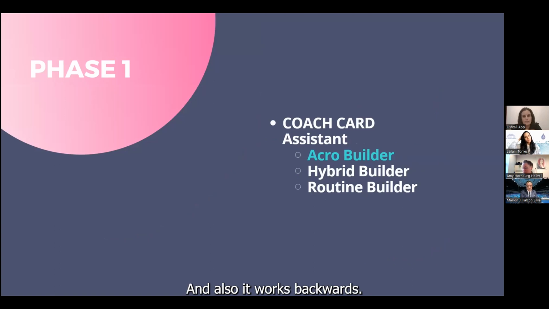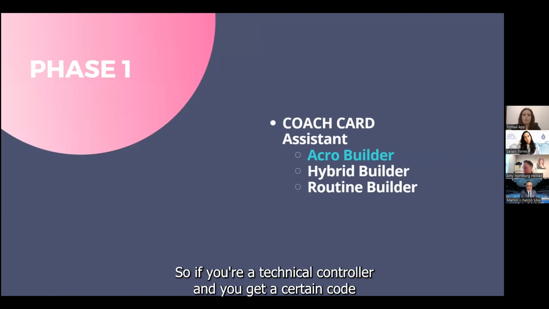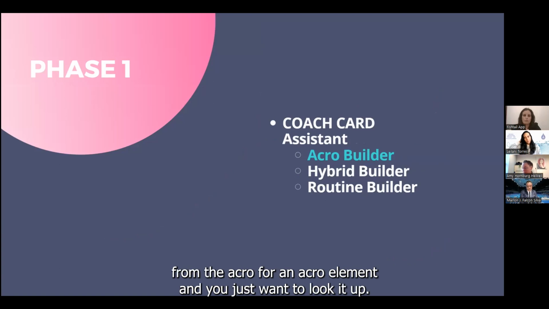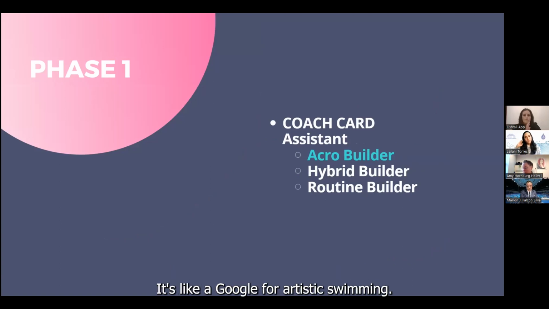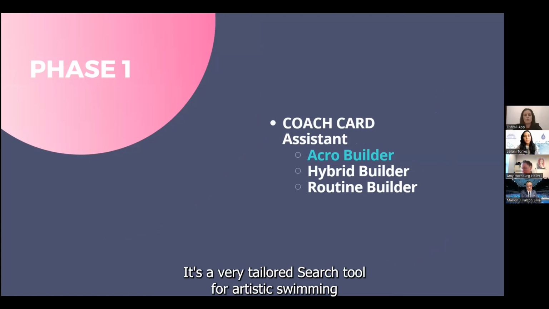And also it works backwards. So if you're a technical controller and you get a certain code for an ACRO element and you just want to look it up, it's like a Google for artistic swimming. It's a very tailored Google tool for artistic swimming where you can just type in the code and it comes out with description, illustration, and difficulty.